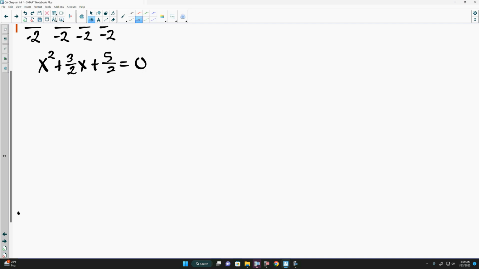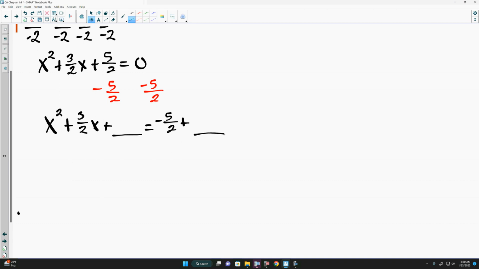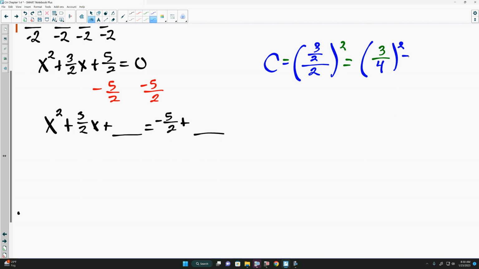Now our next main step is to get x squared and x by itself, so we'll subtract 5/2 from both sides, telling us x squared plus 3/2 x plus blank is equal to -5/2 plus blank. So we set it up now so that we can find c, which is equal to b over 2 squared. So the first thing we'll have to do is divide by 2, which tells us that this is 3/4.